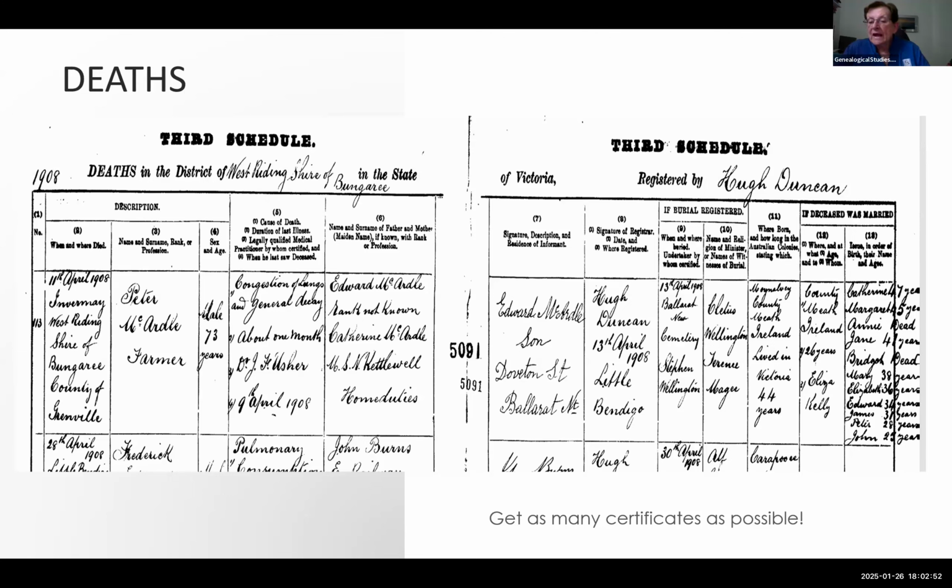You've got all of the children there, and you can see how many of them have died as well, because they're all listed with their ages, and we find that Annie has died by this time, and so has Bridget. So we're really getting to know the family by just looking at and analysing the information on these certificates.